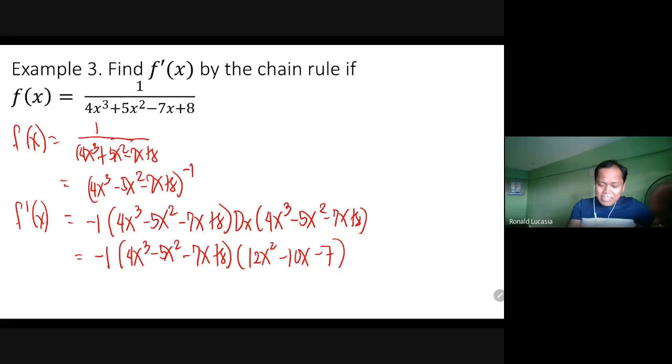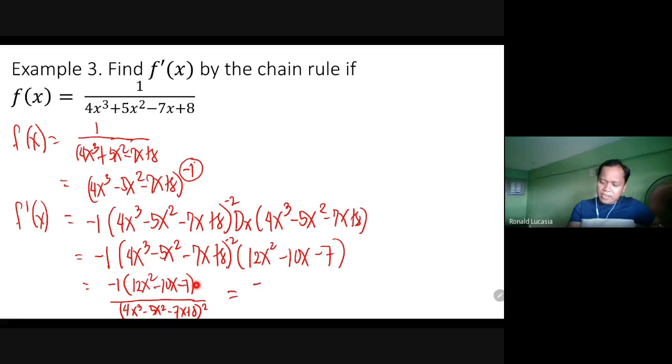Kalimutan ko. Negative 1, this is negative 2 pala. Kasi negative 1, ito, minus 1. Kaya siya maging negative 2. So ibaba mo ngayon, kasi naka-negative 2 pa siya. So, this is 12x squared minus 10x minus 7 over 4x cubed minus 5x squared minus 7x plus 8 raised to the power of 2.